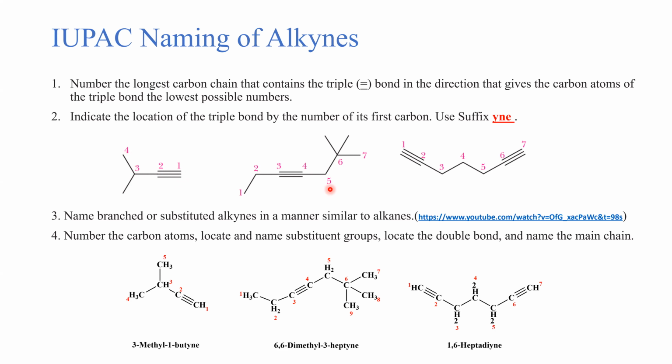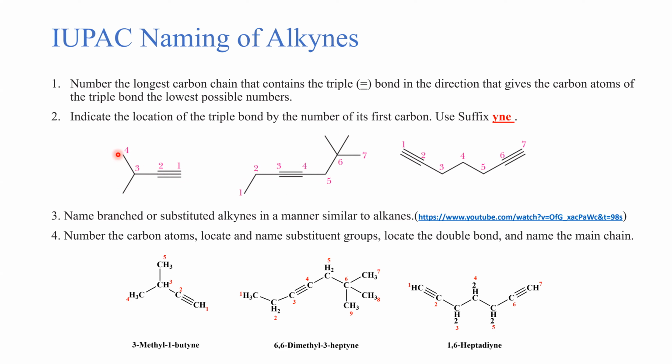Now the second example: this is 1, 2, 3, 4, 5, 6, 7, or you can go to this side, 6, 7, or you can go to this side, 6, 7, right? The rest, the 2 methyl, will be treated as substituents. So the question is from which side we will start the numbering.